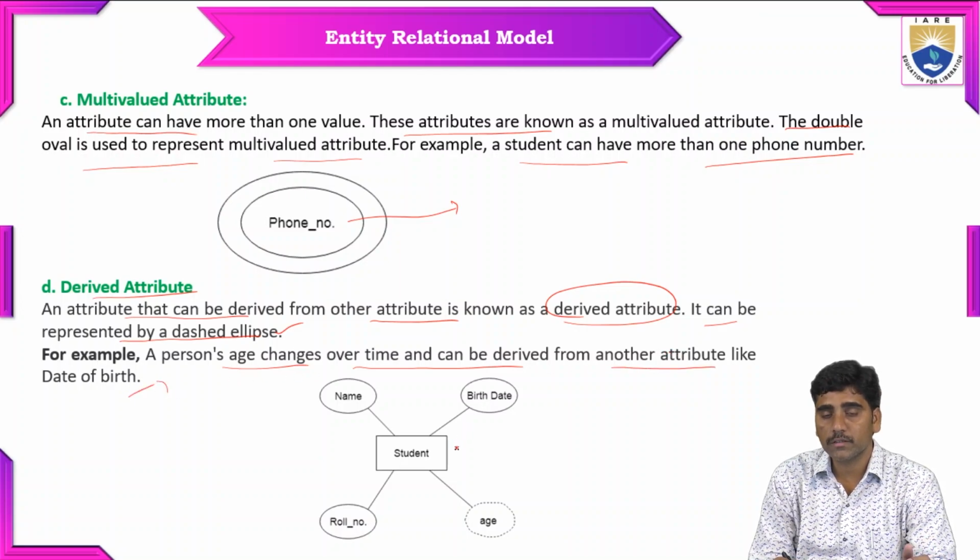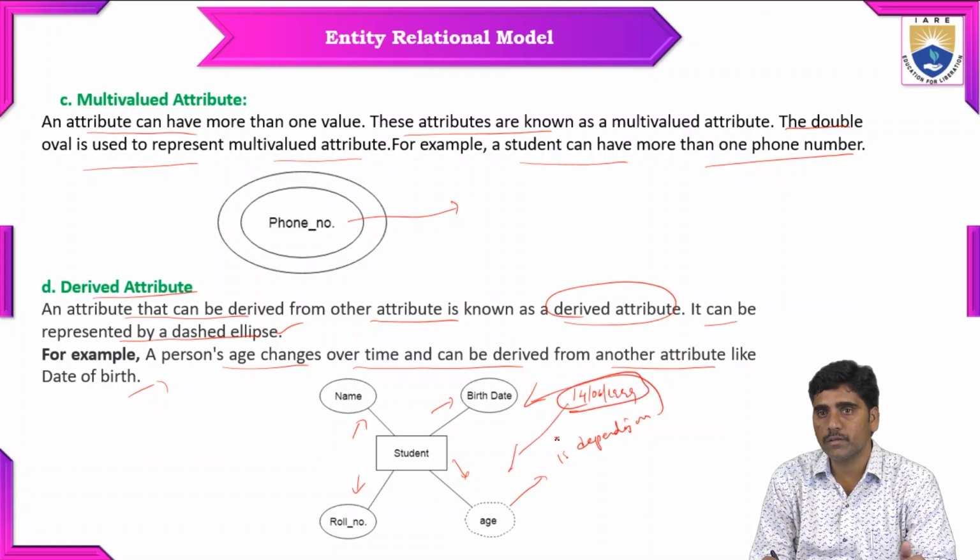So here the student is an entity which contains name, birth date, roll number and age as the attributes. But here the age attribute is depending on birth date, because if you give the birth date, like 14/6/1999, then you can say the age of the student.